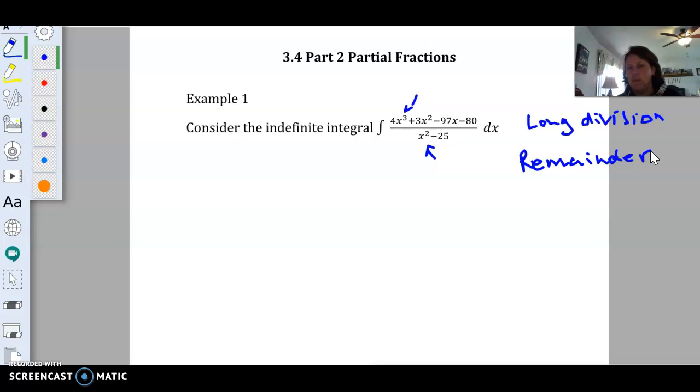There is one problem in your homework assignment where all you do is long division, and then you can go ahead and integrate right after that. But sometimes you do long division, and depending on what your remainder is, you may have to also incorporate partial fractions. So we're going to go ahead and start with example number 1. As we just talked about, we're going to have to start off with long division. Then we'll see what happens from there as to whether or not we have to do partial fractions.